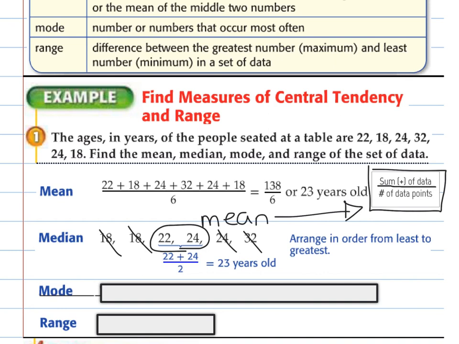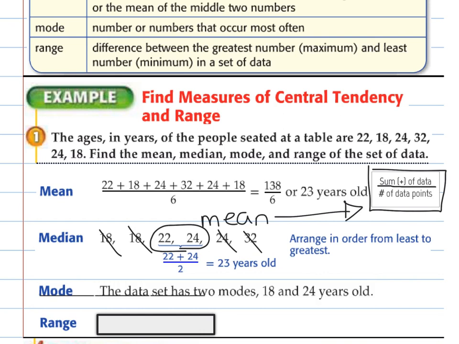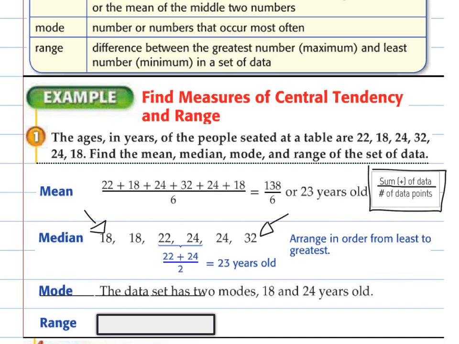Now, looking at the mode, I like to do mode after median because I already have my numbers in order. We need to find the number that appears the most often. So let me erase my work up here. Looking at this data, because it's already in order, I need to find which ones show up the most. I see that I have two 18s and I have two 24s. So both of those numbers, 18 and 24 years old, are this data set's modes.